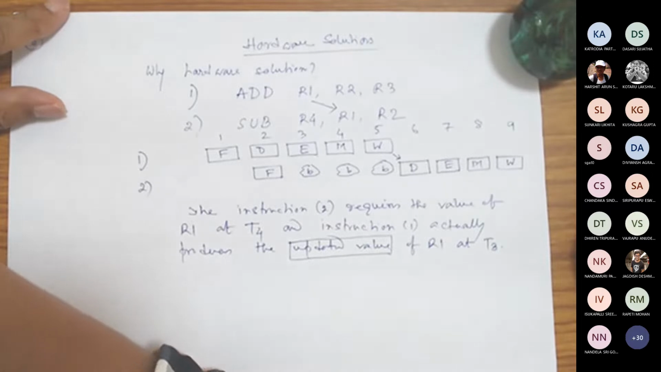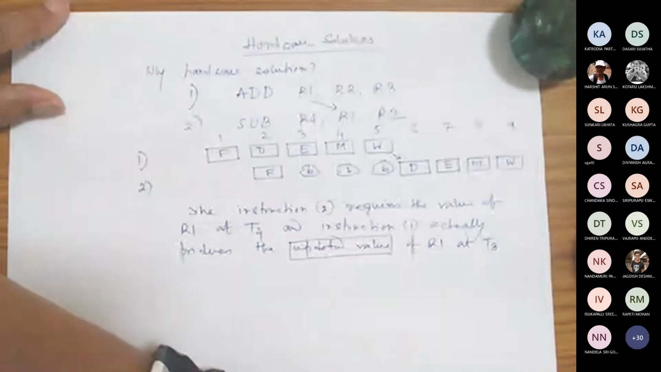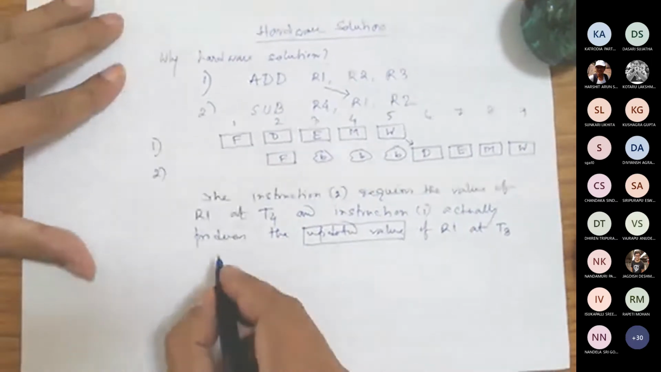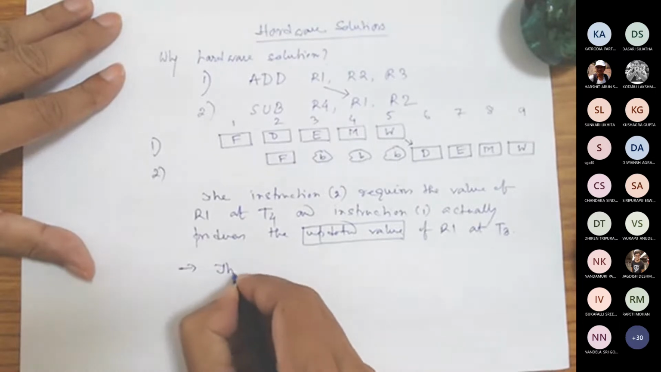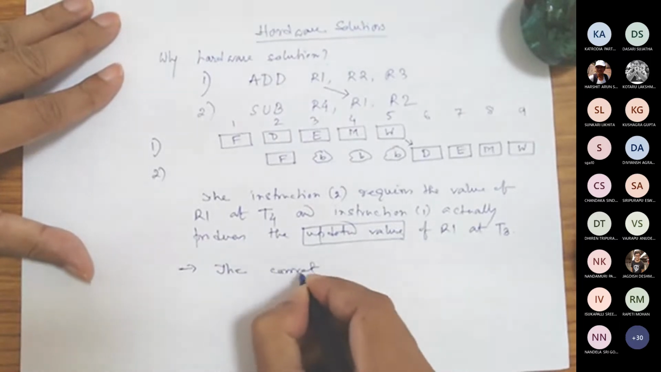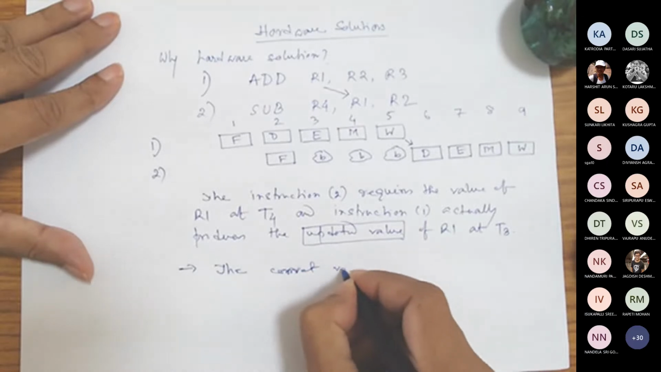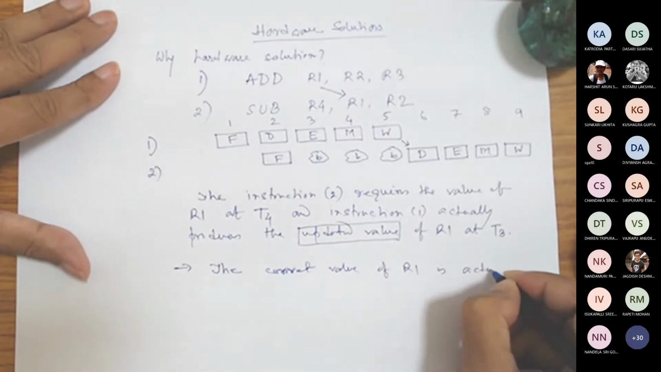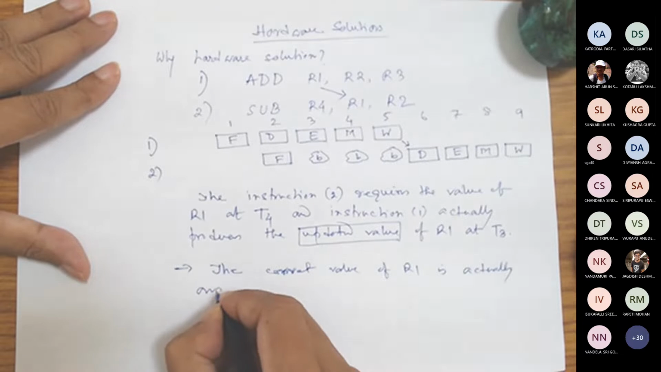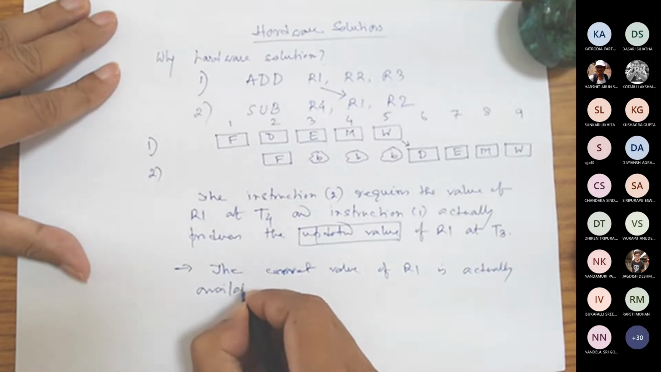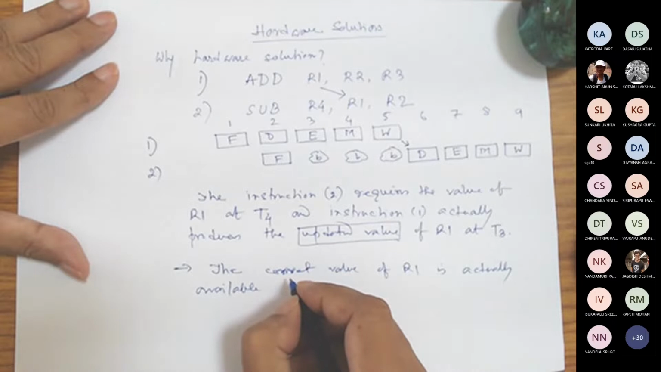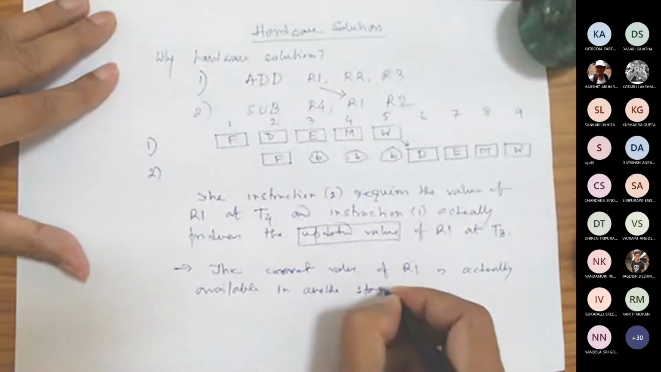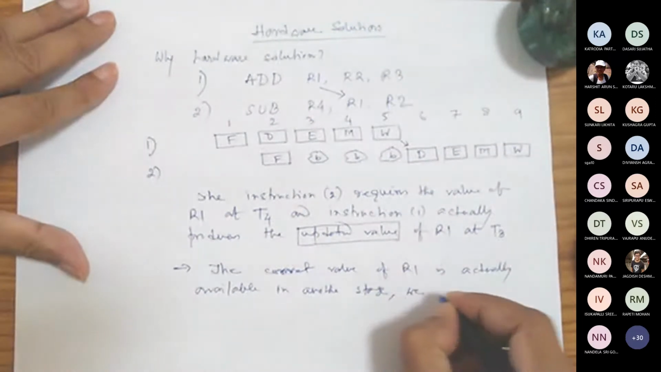So the correct value is already there in another stage and we can actually forward it. So this is basically called forwarding. We can say the correct value of R1 is actually available in another stage, so we can forward it.